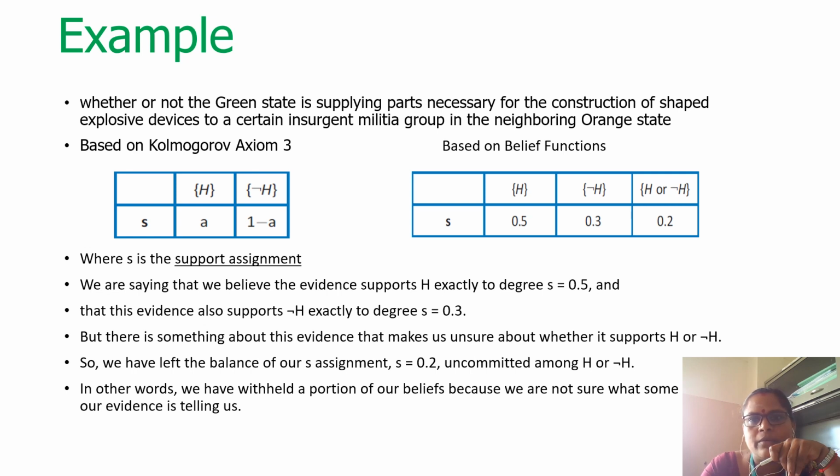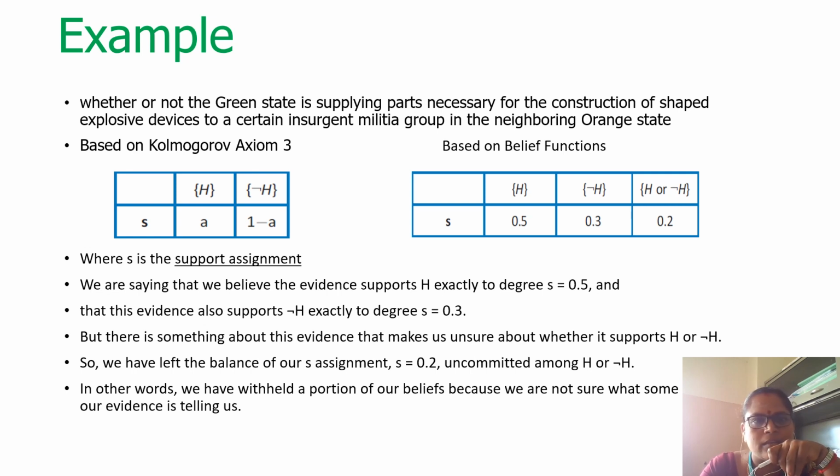But as per belief functions, as shown in the second table, my S value for H, if it is accepted, is 0.5, and for not H, it is 0.3. And what is this H or not H? This is a dilemma state about which I am not very sure. That will be 1 minus the sum of H and not H. So that is 1 minus (0.5 plus 0.3), which is 1 minus 0.8, equal to 0.2.